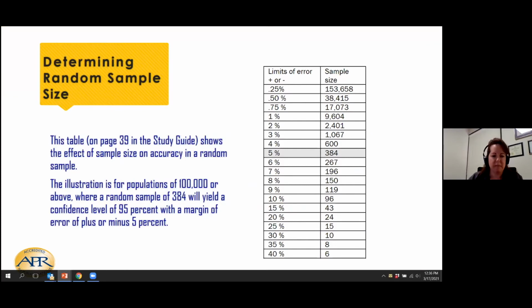And this is how you determine your random sample size. This table, which is on page 39 in your study guide, shows the effect of sample size on accuracy in a random sample. The illustration is for populations of 100,000 or above, where a random sample of 384 will yield a confidence level of 95% with a margin of error of plus or minus 5%. And again, you saw a lot of this kind of data with the recent election, and they use this type of random sampling and probability.